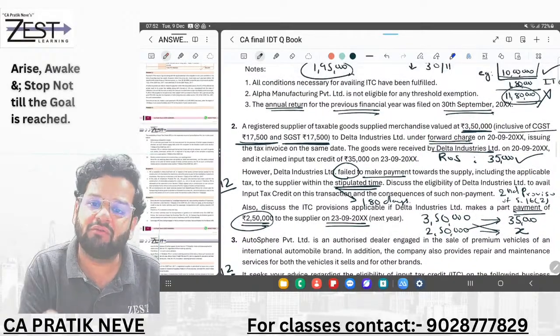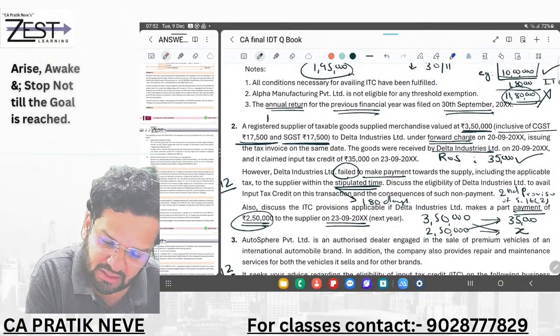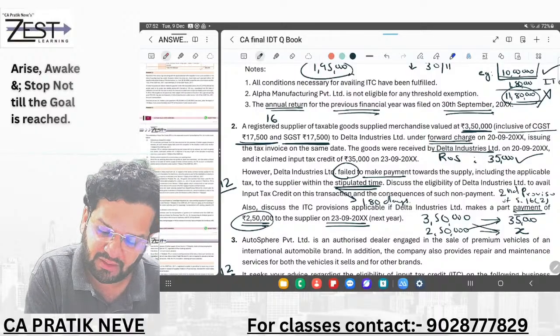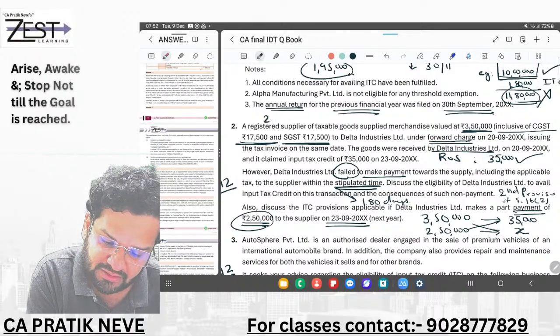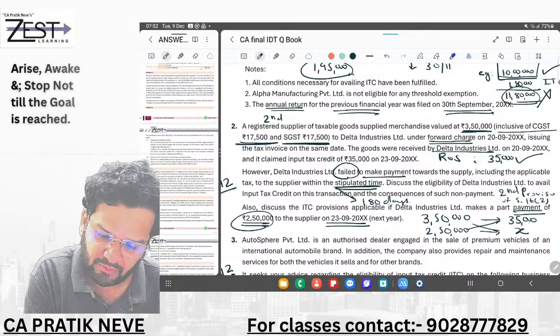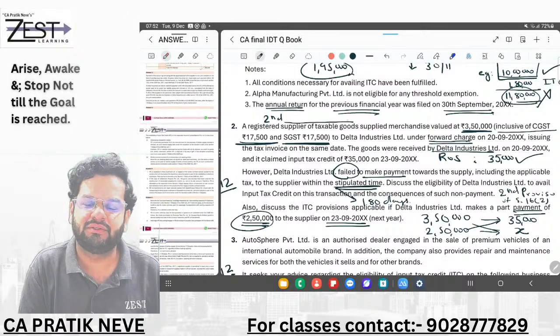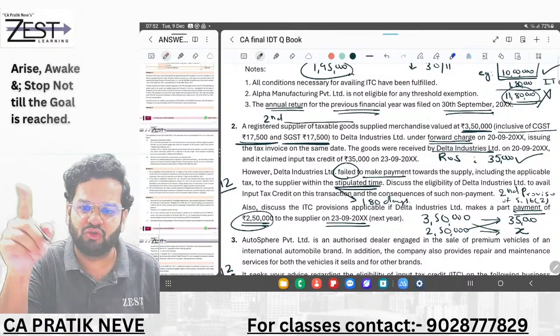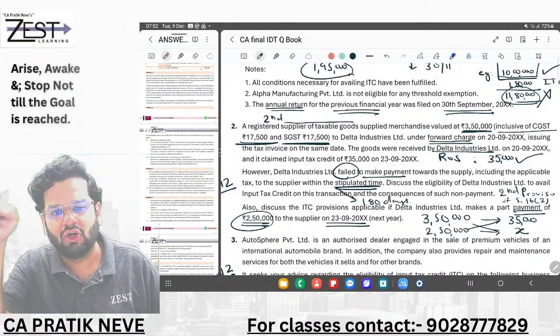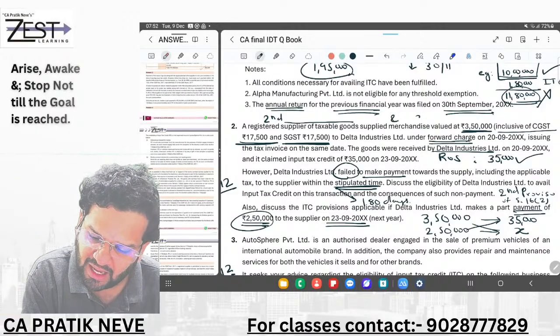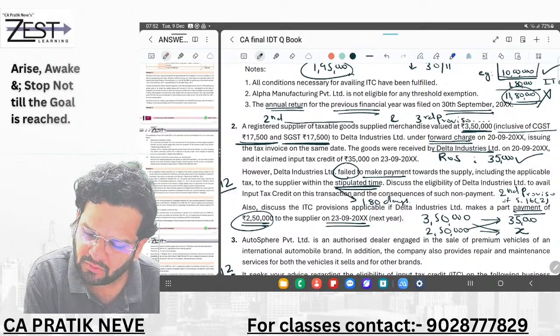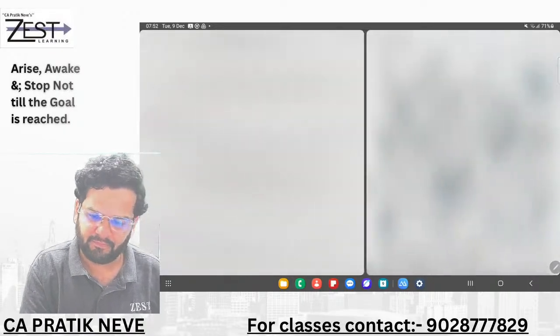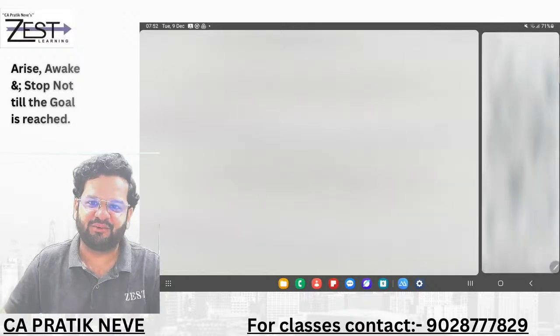So do the cross multiplication, you will get 25,000 rupees. So whatever we have done here is as per the second proviso to section 16(2) of the CGST Act and the third proviso. Clear? Let us see now step by step.